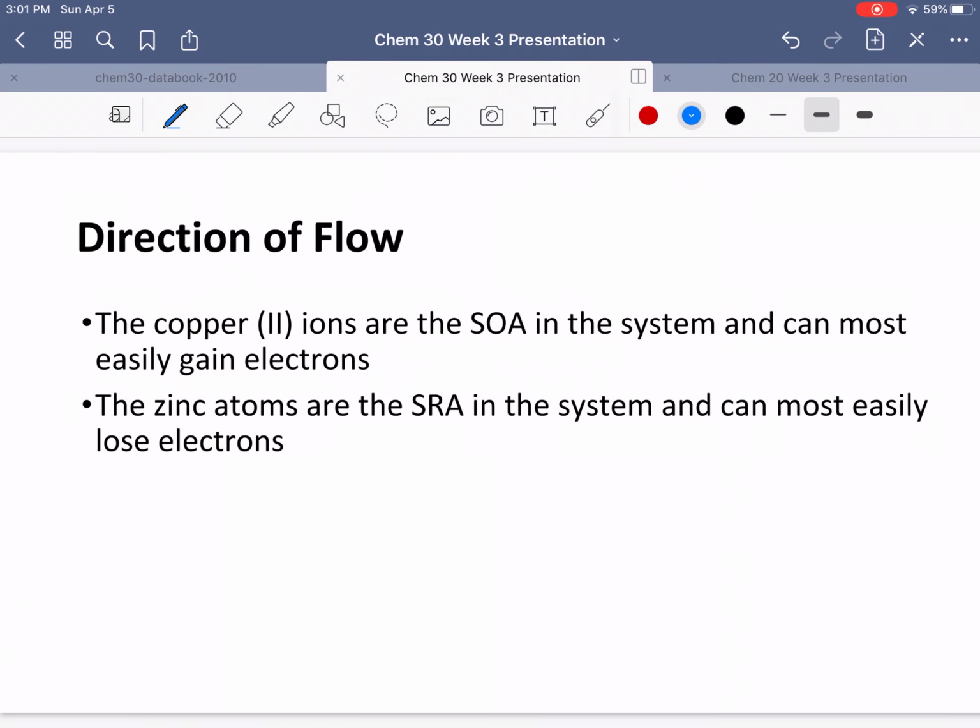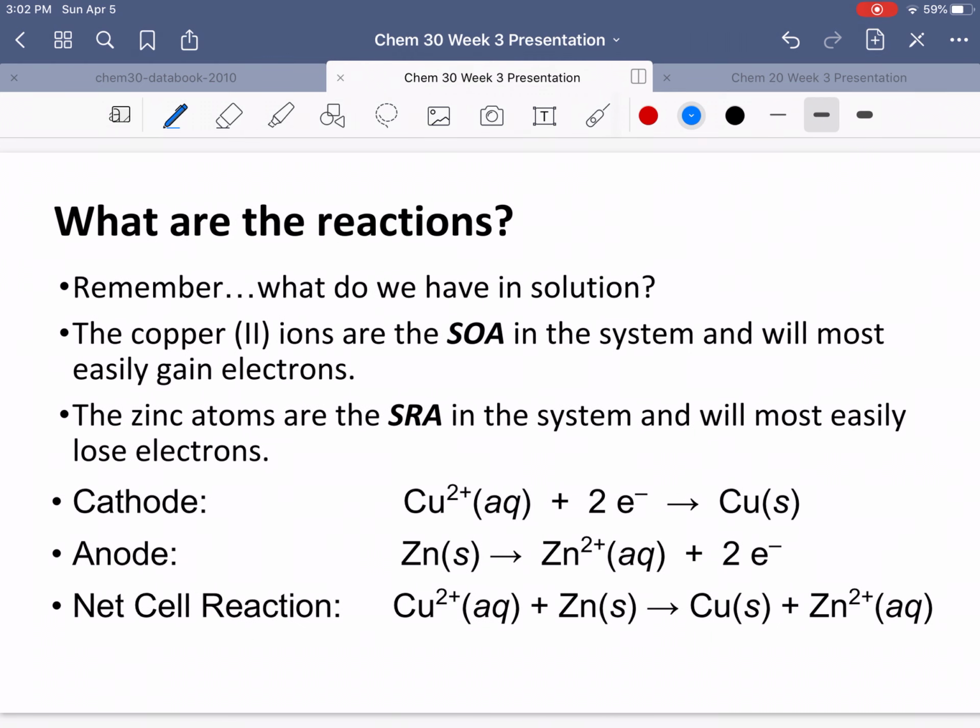Okay, let's keep going. This is just clarifying the same thing, and this is in your notes, in terms of the direction of flow at the anode versus the cathode: the zinc loses the electrons versus the copper 2+ gains them. This is all in your notes. Have a look at it again. Make sure it's making sense.